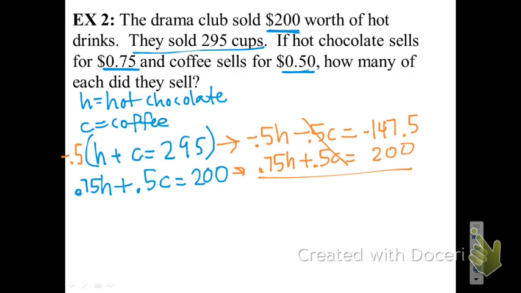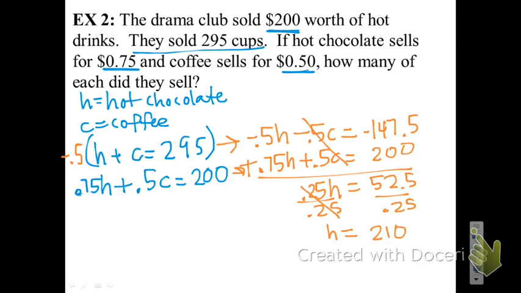When I add, the C values eliminate themselves, and then we're left with negative 0.5H plus 0.75H, which is 0.25H, equals 52.5. We'll divide both sides by 0.25. These divide out, and you get H equals 210. So I'm going to use that information right here, and I'm going to put that right into that H right there. So I get a new equation that says 210 plus C equals 295.